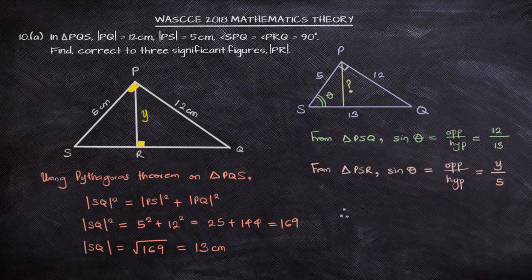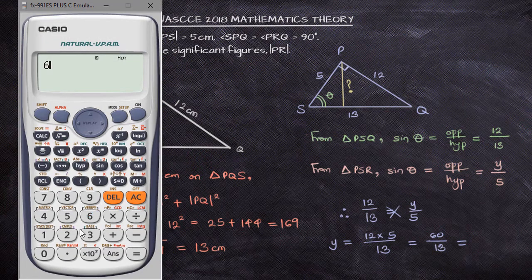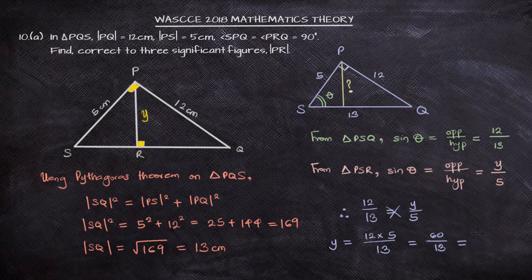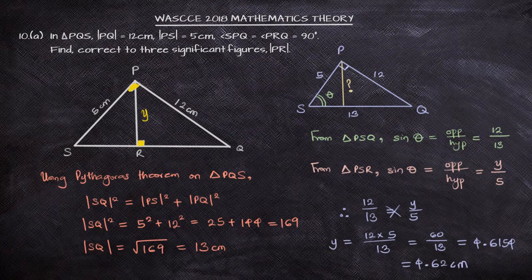And now, I took my time to break this down. Instead of just saying, let's use similar triangles, this is actually similar triangles. And when we cross multiply, y will be 12 times 5 divided by 13, which is 60 over 13. And if we bring in our calculator, 60 divided by 13, that will be 4.6154 centimeters. And if you are to find that correct to three significant figures, PR will be 4.62 centimeters. All right.